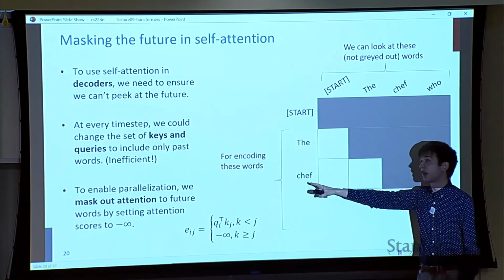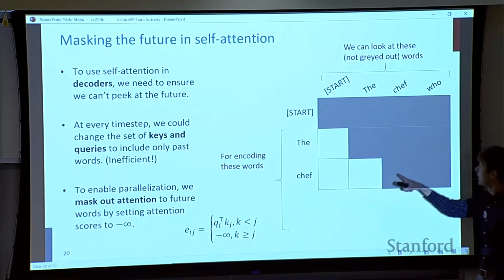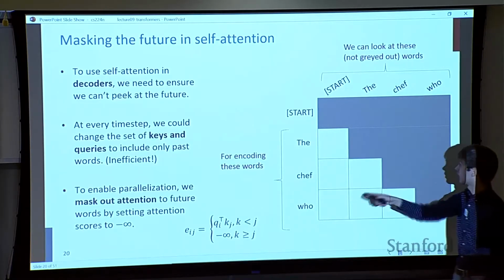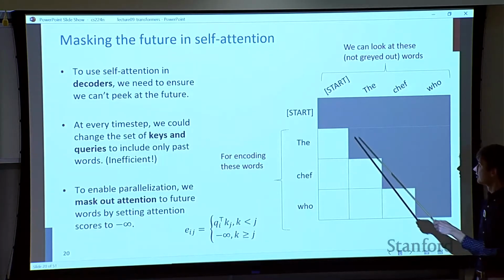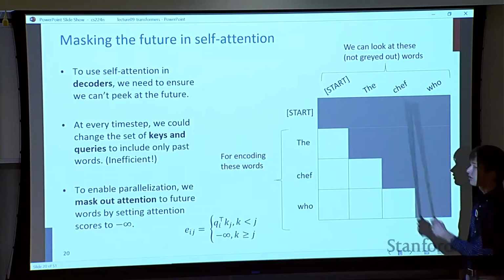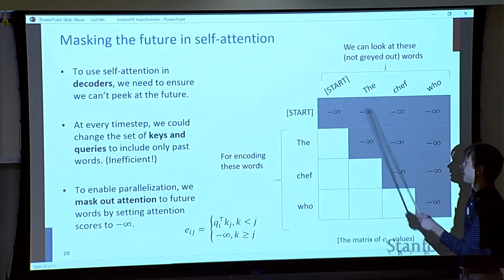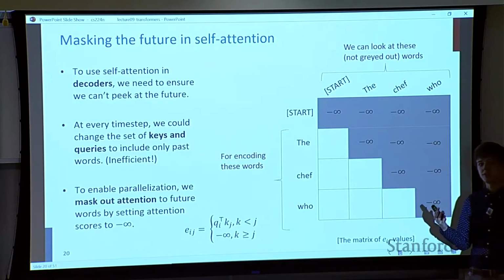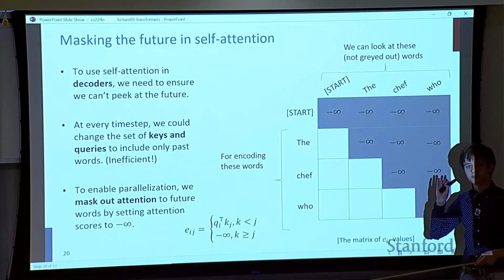In order to predict the word chef, I can look at start and the, right? Start, the, but not chef, naturally, or the word that comes after it. And likewise for the other words. So you can see this matrix here, right? We just want to make sure that our attention weights are 0 everywhere here. And so in the affinities calculation, we add negative infinity to all of these in this big matrix. And that guarantees that we can't look to the future.